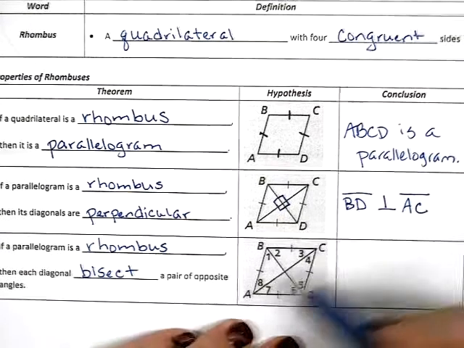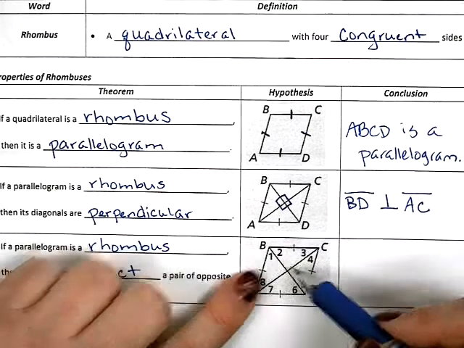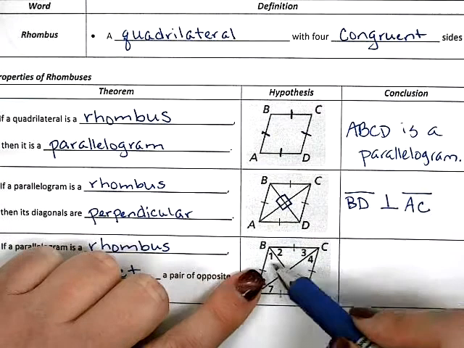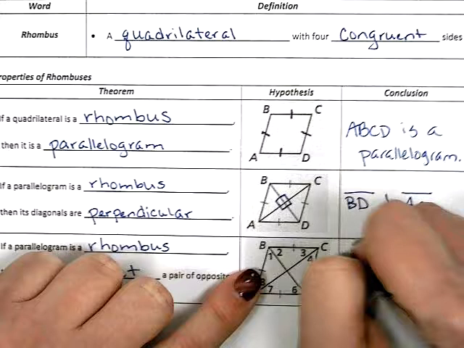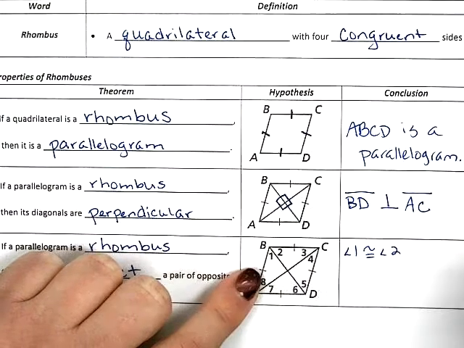So we have these diagonals going across, right? They're bisecting the angles that they hit. So for example, we've got angle ABC over here. Angle 1 is congruent to angle 2. It's being bisected, that angle ABC.